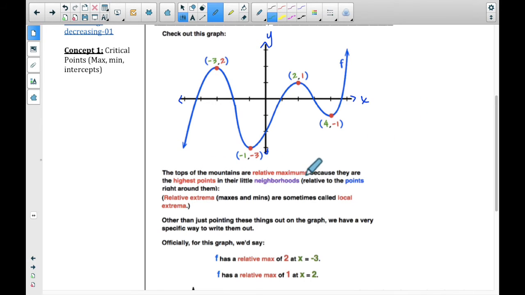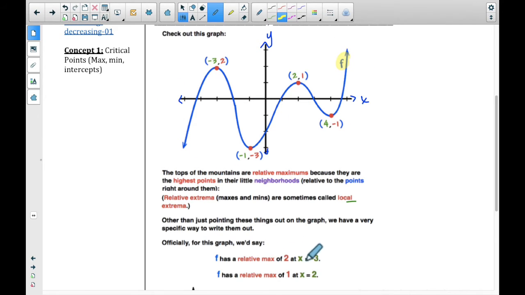So the tops are the relative max, the high points in their neighborhood. The relative extrema, which means max and mins, we don't care about that word so much. Sometimes we're called local max or min, and we talked about that. Other than just pointing these out on the graph, we have a very specific way to write them out. Officially, we would say if this graph is called F, so notice there's an F here. So this graph is called F.